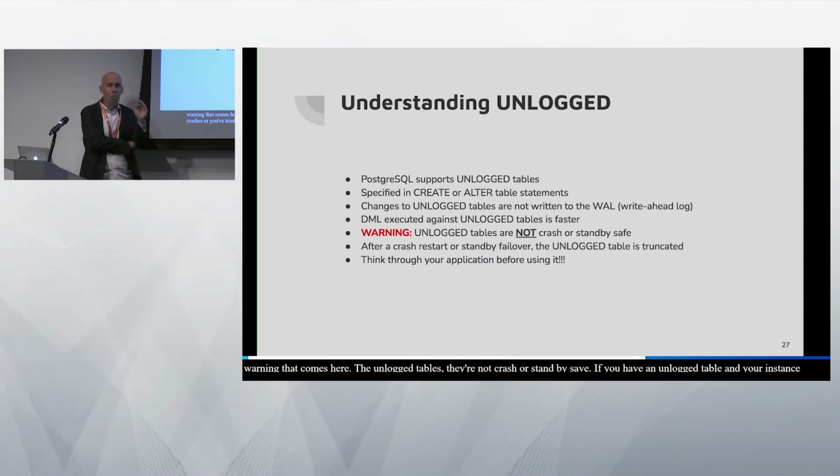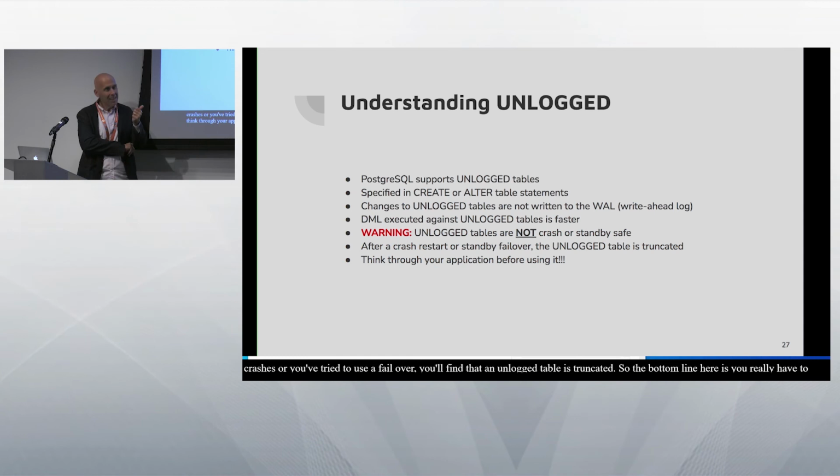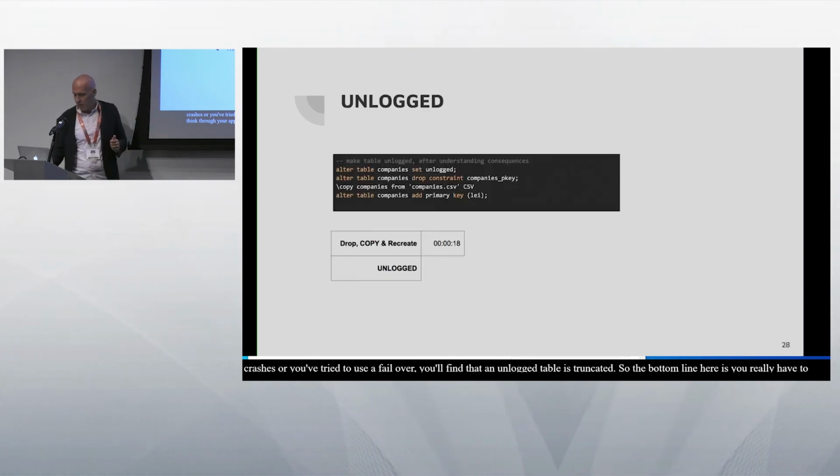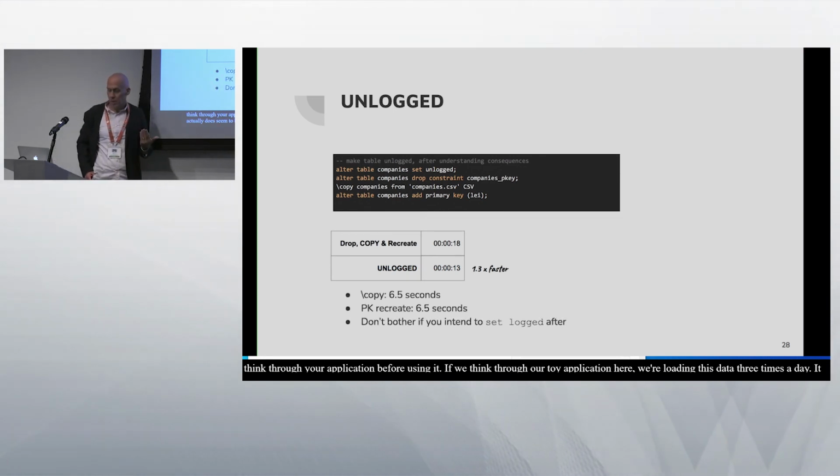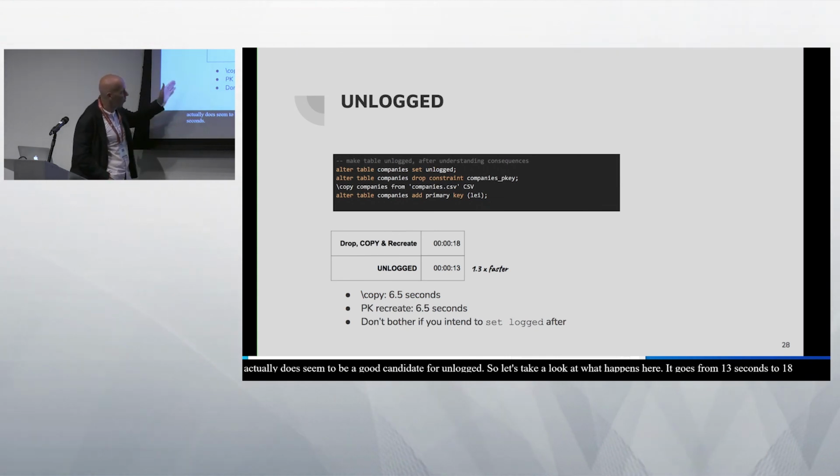Now, if we think through our toy application here, we're loading this data 3 times a day. We're basically saying, hey, it's going to load or not. If not, we'll fix it, and so on and so forth. It actually does seem to be a good candidate for unlogged. So let's take a look at what happens here. We go from 18 seconds to 13 seconds. Again, our gains are smaller here, but they're gains nonetheless. And if you look at the copy, it runs at pretty much the same time as it did when logged, but the primary key create time goes down pretty dramatically.